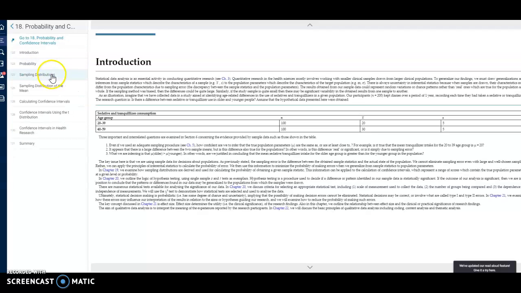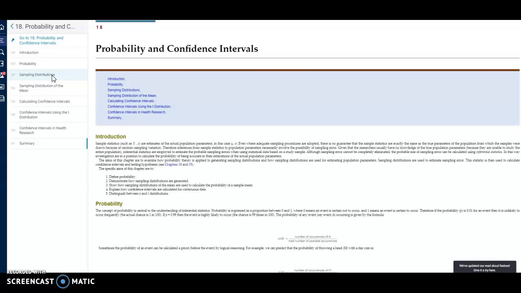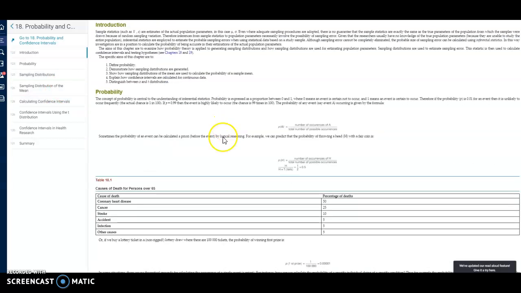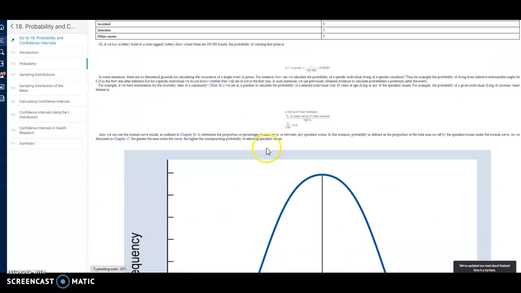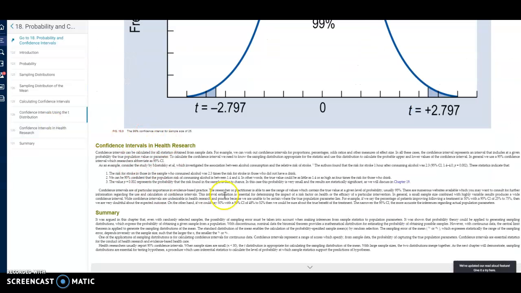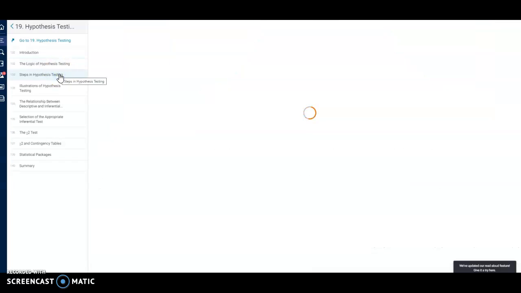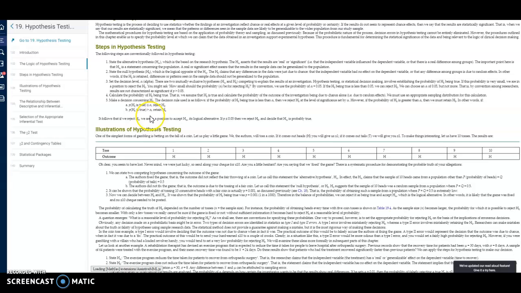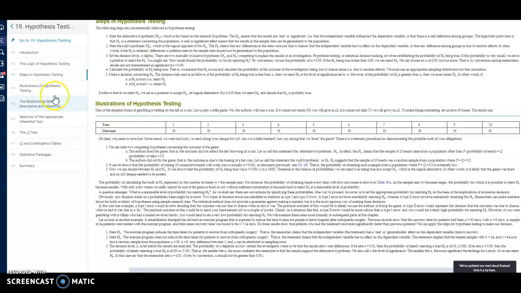So we talk about probability and sampling distribution, what that means to us, the frequency chart or frequency rate, and then there's a good example of health research, and they're applying that probability and confidence interval to that. Then we go into some hypothesis testing and how we would do that, the steps to that hypothesis testing, and what that means to our research.